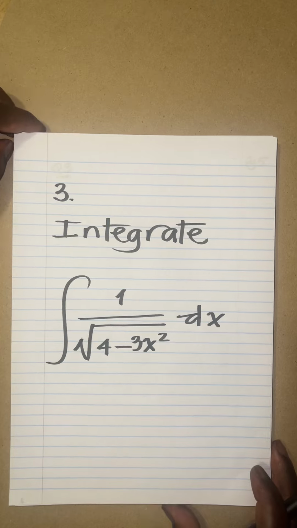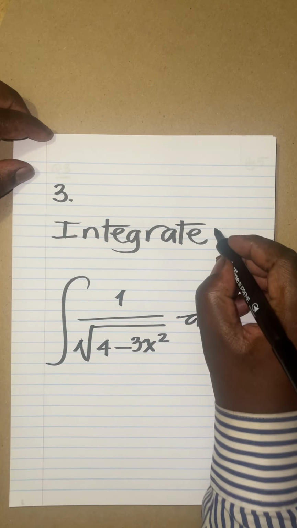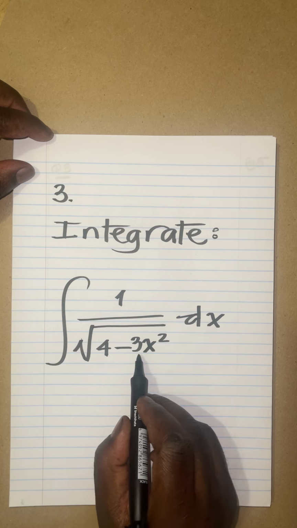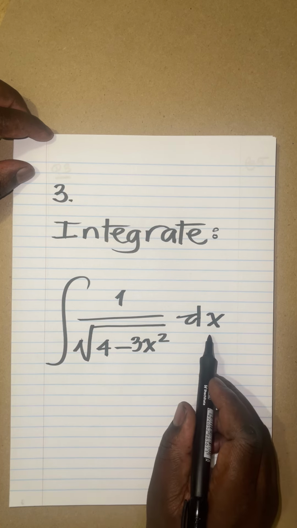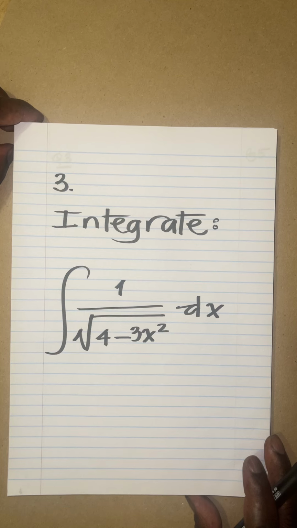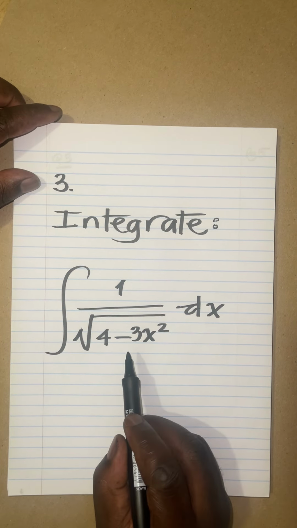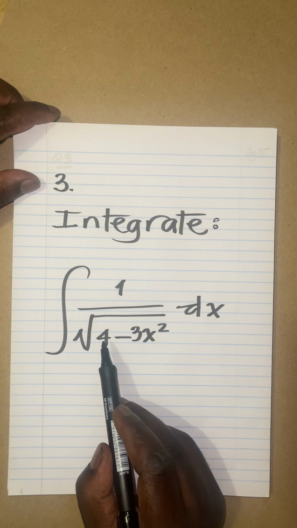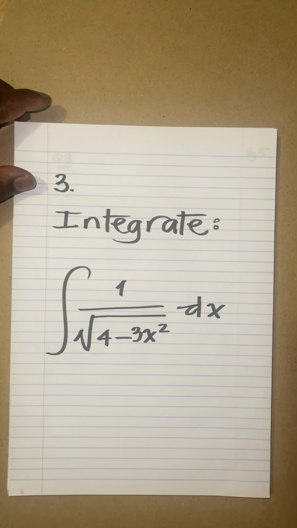So the question says integrate the integral of 1 over square root of 4 minus 3x squared dx. So how do we go about this? Well, the same approach. I'm going to have to factorize this. I want to have a 1 here. For sine substitution, I must have a 1 here. And the reason for that is because of what I showed you.